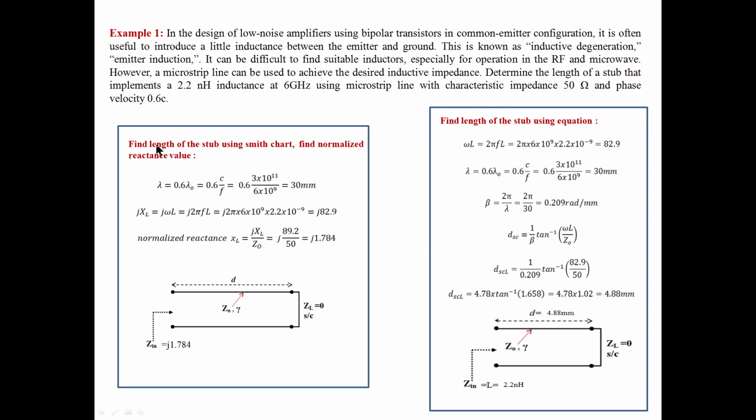But you should convert that into reactance. Get the value of what is the reactance I needed? J omega L, omega into L. I want a reactance equal to omega L. What is the reactance I needed? 82.9. What reactance I needed here, input side? This value of reactance I needed.